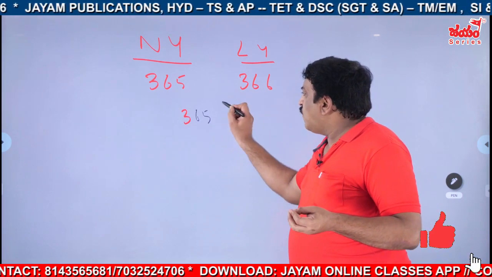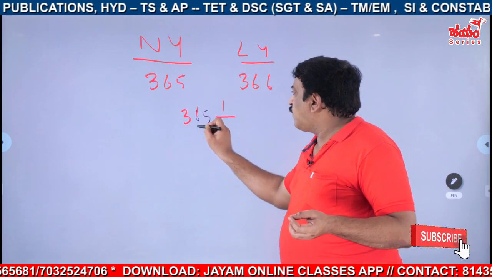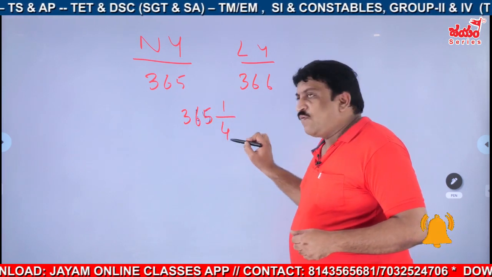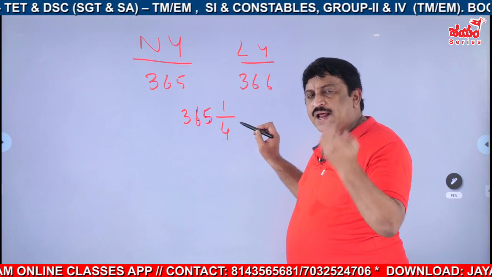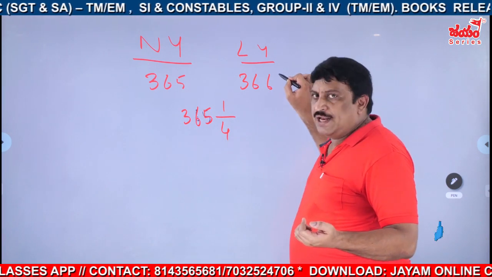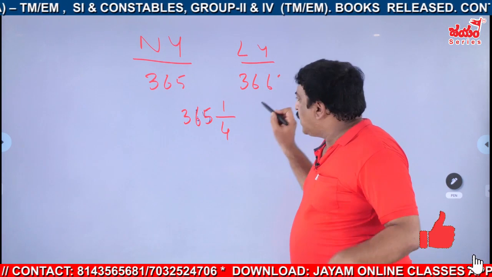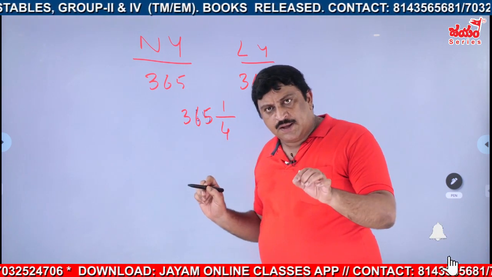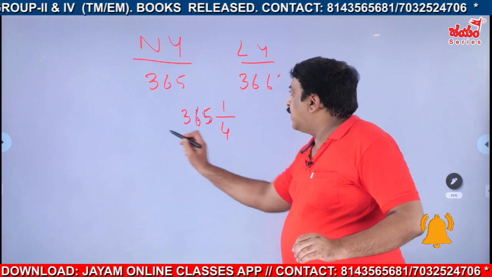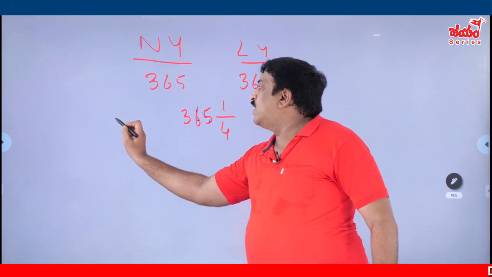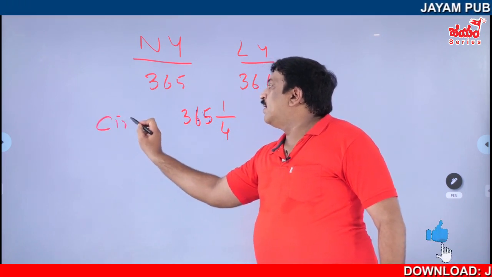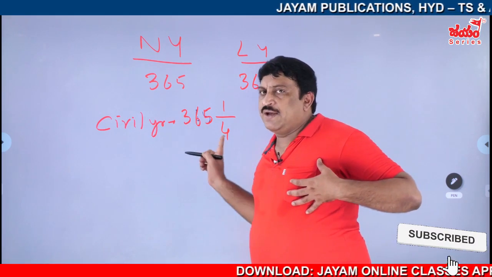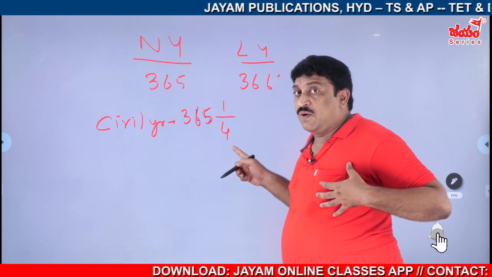See here, it is 365 1 by 4. If this 1/4 for 4 years, they have taken it as 1 day and it is added to the leap year. That is what we learn. But is 365 1 by 4 exact? We have taken the leap year. This is what we call the civil year. We civilians have taken this 365 1 by 4.